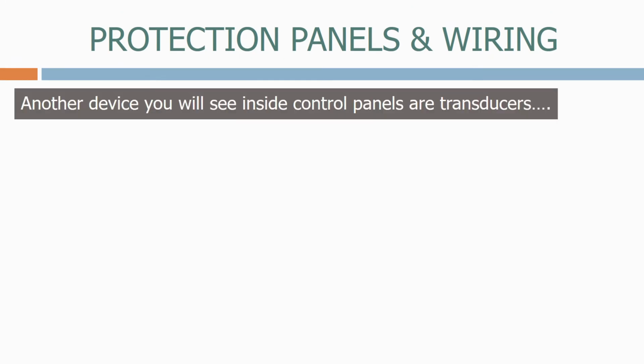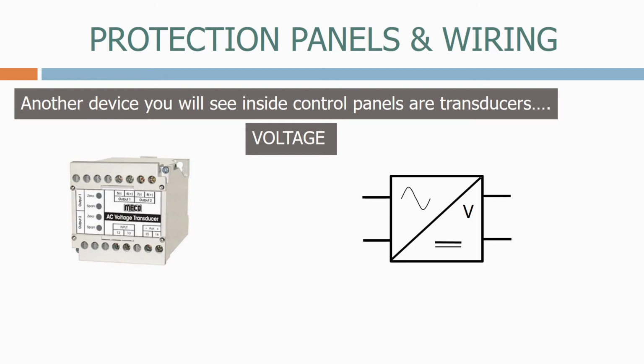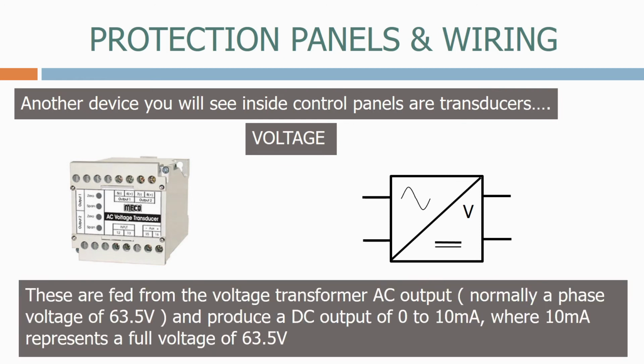Another device you will see inside control panels are transducers. The first type is a voltage transducer. Here's the symbol we normally use. These are fed from the voltage transformer AC output, normally a phase voltage of 63.5 volts, and produce a DC output of 0 to 10 milliamps, where 10 milliamps represents a full voltage of 63.5 volts.